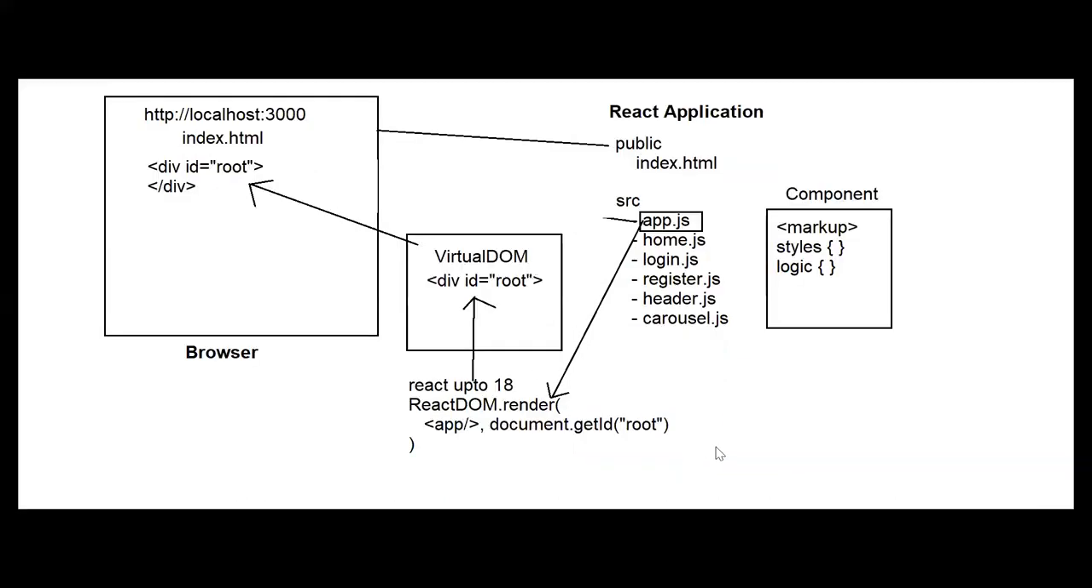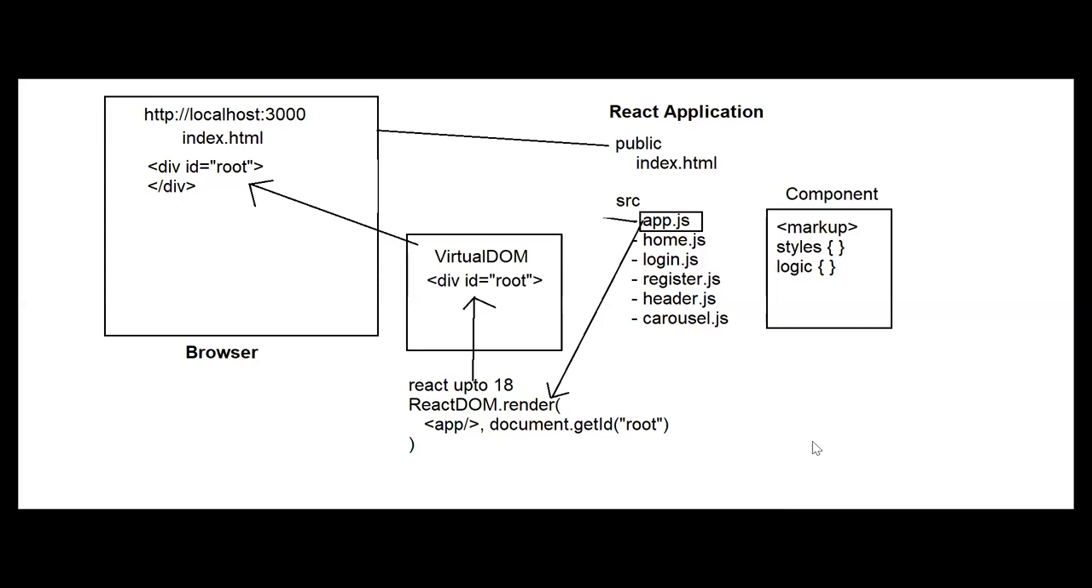See, this we are doing up to which version? This we are doing up to React 18. From React 18 onwards, it changed a little bit. That means the way of creating the virtual DOM and adding items into the virtual DOM changed from React 18 and higher versions. Up to React 18, which method is used? ReactDOM.render. That is the method used.